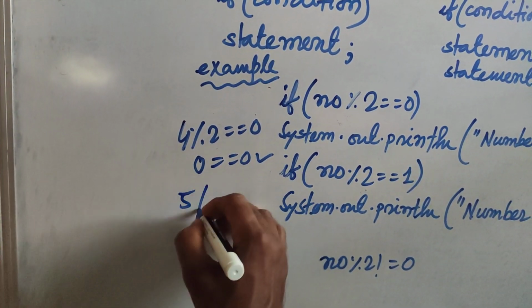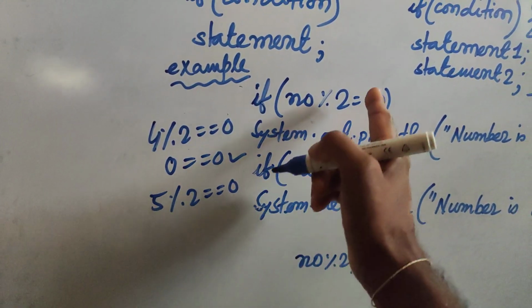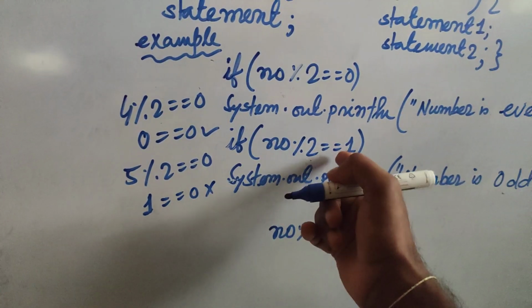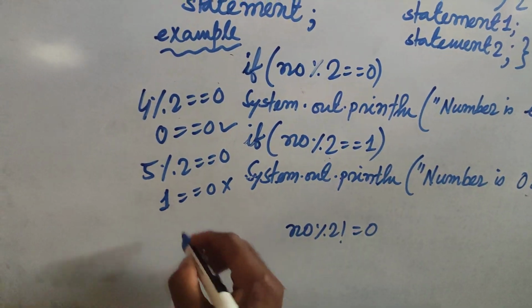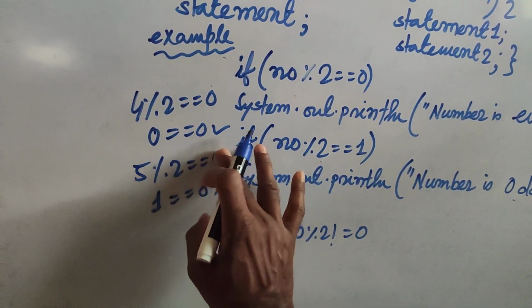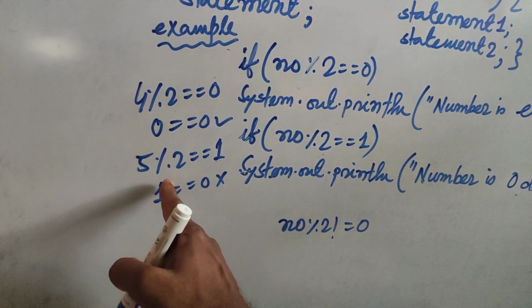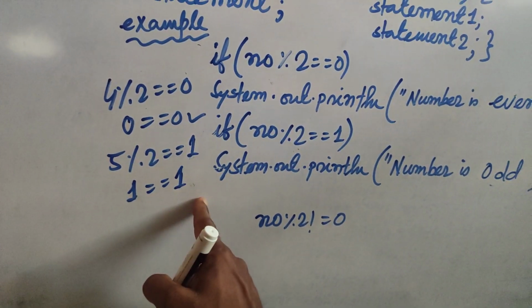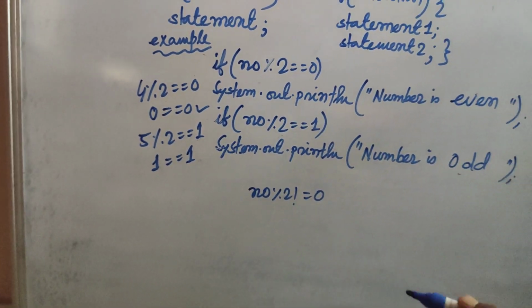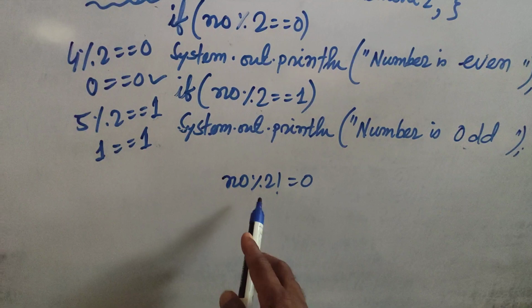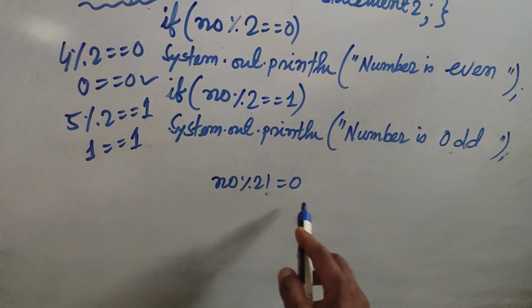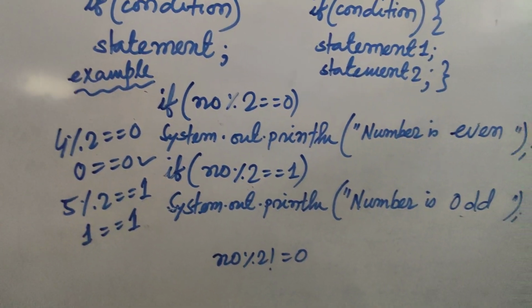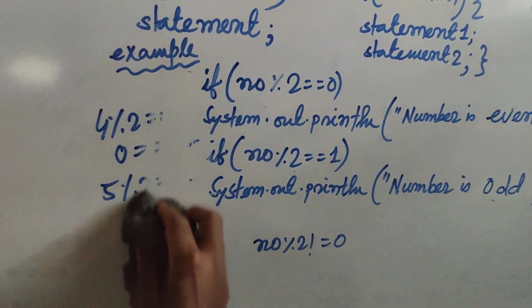If I take 5, 5 modulus 2 equal to 0, what? Here false, because here 1 will come. So 1 equal to 0, false. In that case, when will it come? 5 modulus 2 equal to 1. Yes, then 1 comes here. 1 equal to 1, true. Number is odd. If you write this way, number modulus 2 not equal to 0, 1 not equal to 0, true, number is odd. So in if conditions, you have to write it this way.